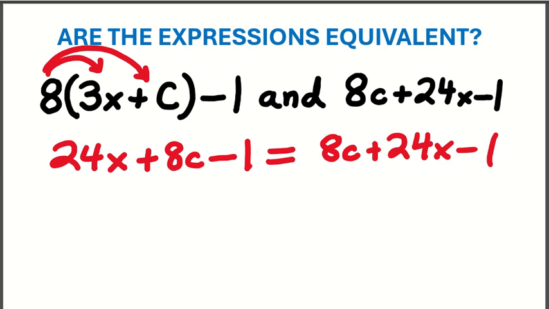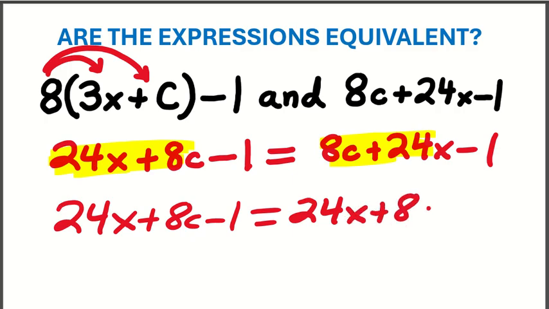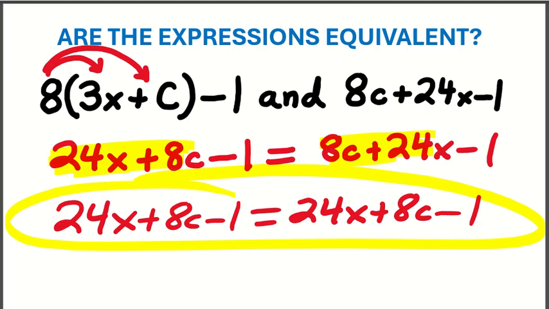Well, it was really close, but because of the commutative property of addition, I can actually reorder these so it looks exactly the same. So let's go ahead and leave this one on the left side exactly the same. So we've got 24x plus 8c minus 1. And let's just reorder this. Let's put our 24x plus 8c so it mirrors exactly what we're seeing on the left side. And you can see that, yes, they are equivalent. Here's a happy face because we're able to get them to look the same.